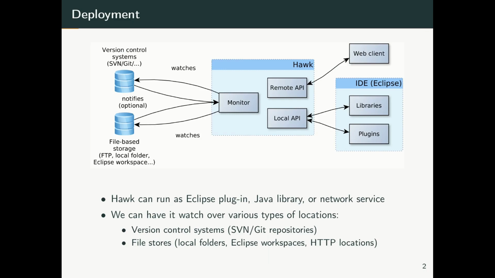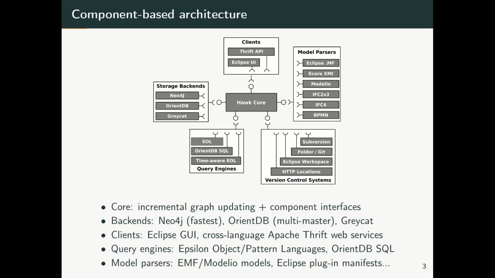There are several ways in which HUNK can be used. HUNK can be used as an Eclipse plugin, as a Java library, or as a network service. HUNK has a component-based architecture, which means that there is a core that is reused by everything and that glues everything. That is the incremental graph update algorithm and a set of generic interfaces. And then you can add different implementations for those interfaces.